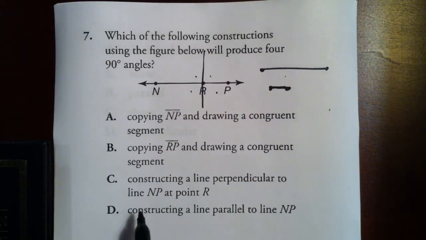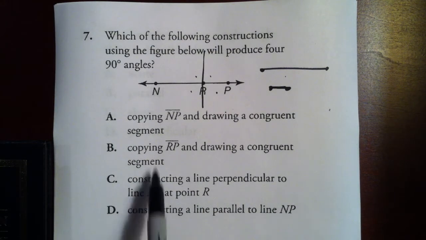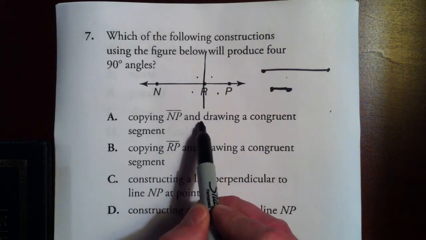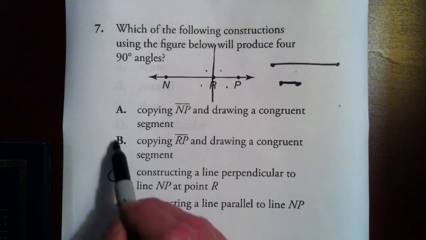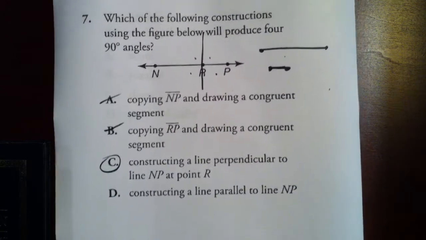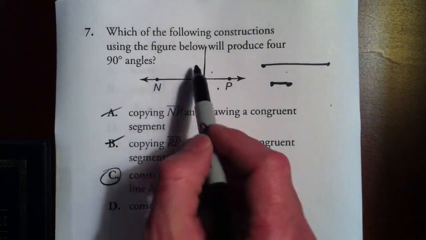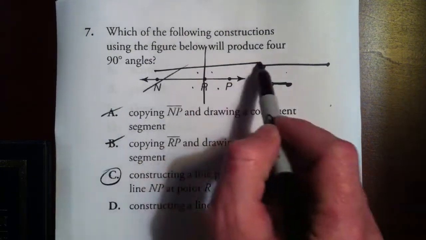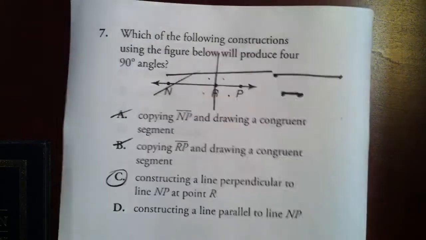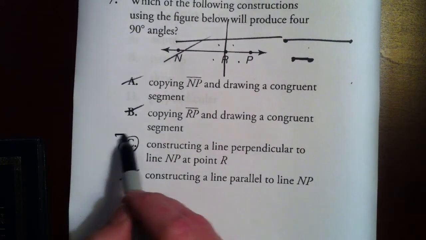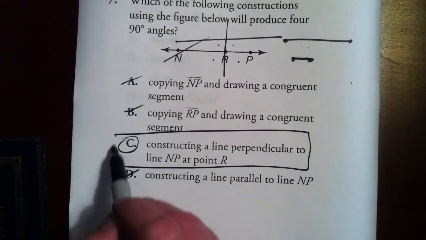C, construct a line perpendicular to line NP at point R. Well, that's what we've done. I think that might be a good choice for us. Let's just take a look at D, though. Construct a line parallel to line NP. Well, that would be something like this. Okay? And that, again, no way helps us make 4 right angles. Therefore, we know the choice is C.